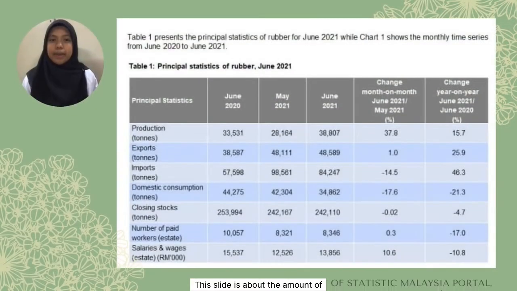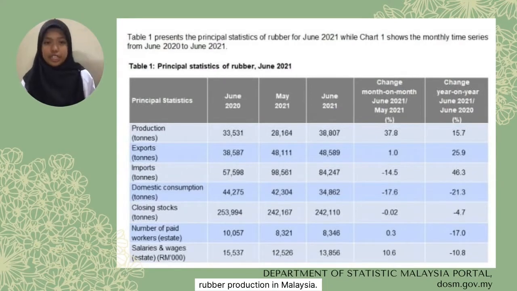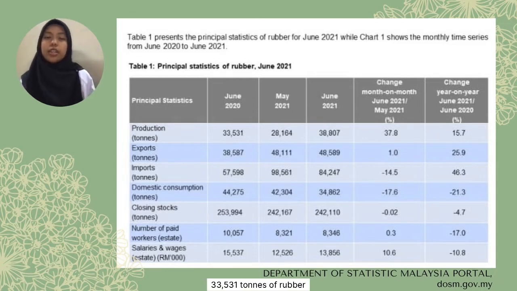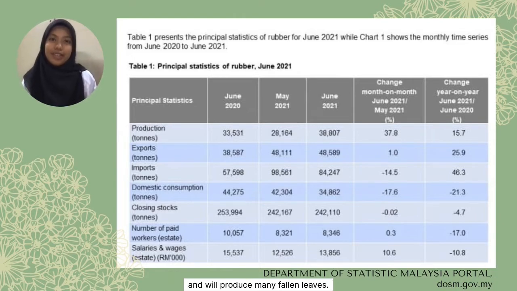This slide is about the amount of rubber production in Malaysia. You can find the amount in the first and second row, which is production and exportation of rubbers. In June 2020, 33,531 tons of rubber were produced and kept increasing until June 2021. In June 2021, 38,807 tons of rubber were produced. In short, rubber estates are expanding and will produce many foreign leaves.